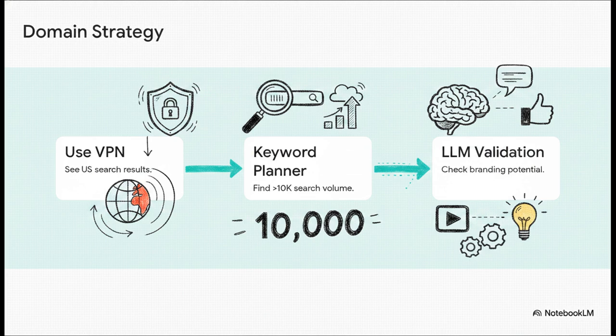Step 2, jump into Google Keyword Planner and hunt for search terms with over 10,000 searches. Honestly, anything less than that, like 1,000 searches, is just a dead zone. And finally, Step 3, take your top choices and feed them directly into an LLM to validate the branding and SEO potential before you ever even think about clicking buy.